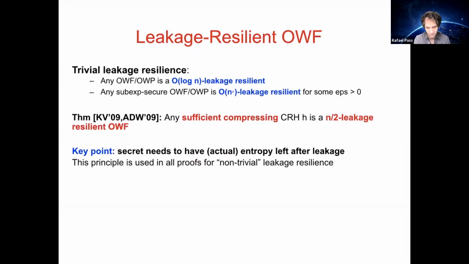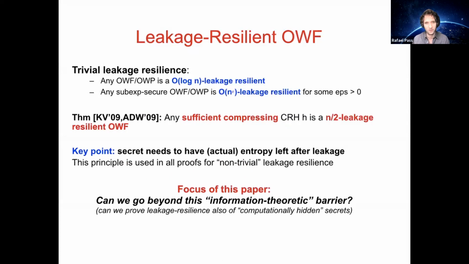And this principle is not just used to prove leakage resilient one-way functions, but it's actually the key underlying principle in basically all proofs of non-trivial leakage resilience. You need to make sure that your secret has a lot of real entropy left after leakage. So the focus of this paper is whether this is inherent. Can we actually go beyond what I refer to as this information theoretic barrier? And can we also prove leakage resilience in situations where the secrets are only computationally hidden?